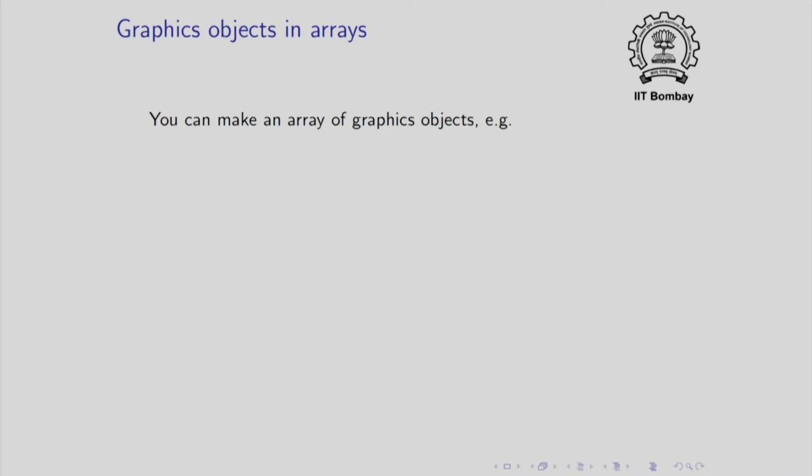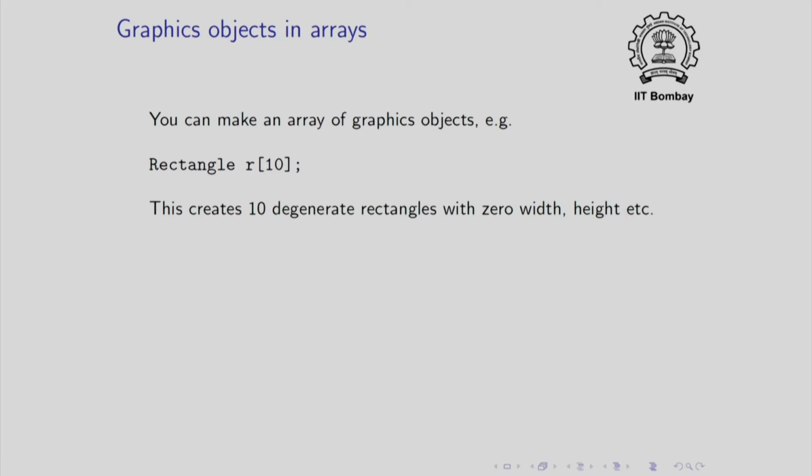You can make arrays of graphics objects in the usual manner. For example, if you write rectangle R[10], you will get an array R of 10 rectangles. This statement will create 10 rectangles, but they will be all degenerate in the sense that their heights, widths and position will be some unspecified number, typically 0. This is because when the array is constructed, it will be constructed using the default constructor. Yes, indeed, graphics classes do have default constructors.